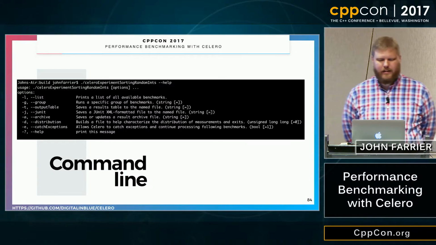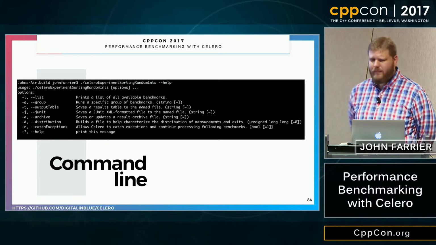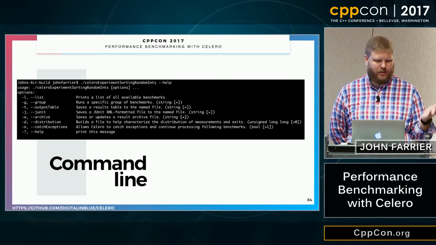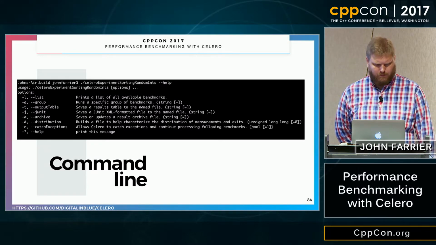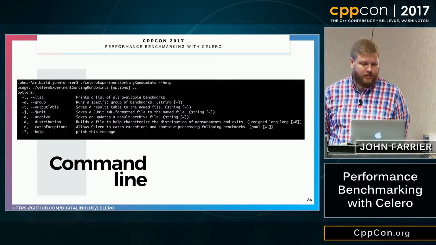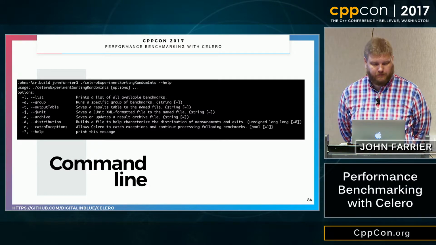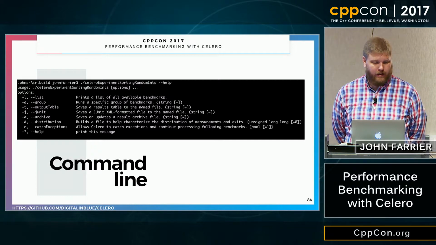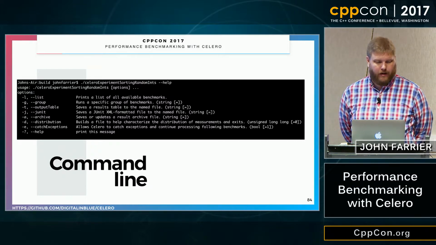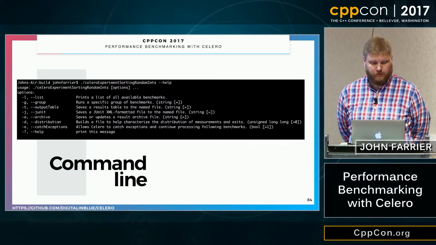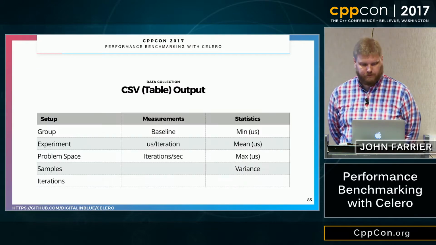If you just look at the Celero command line, there's a standard list test. You can look at all the groups that are in there. But there's a couple outputs that you'll be able to get. One is just going to be a table output. Another is JUnit. And there's also an archive file that I will talk about.